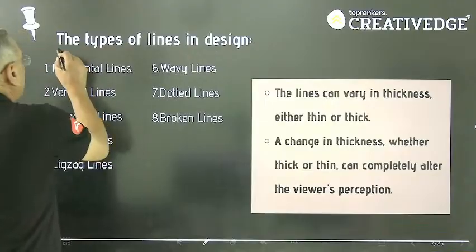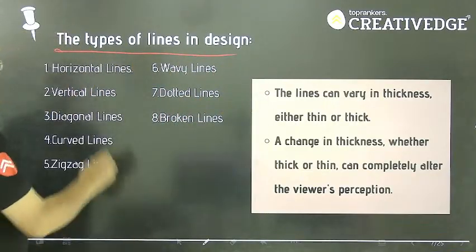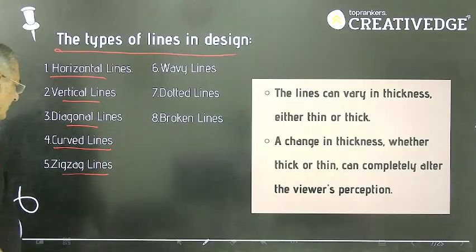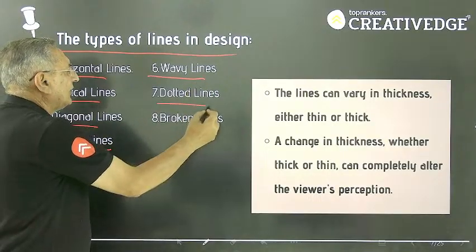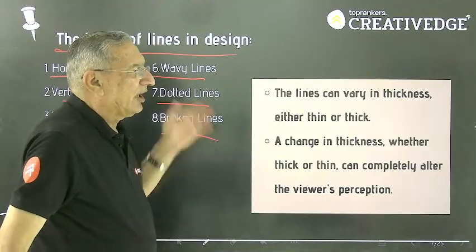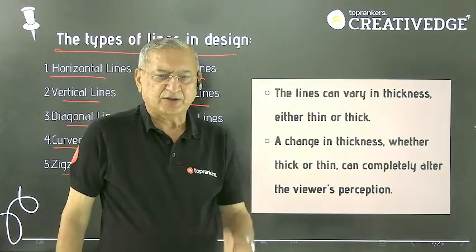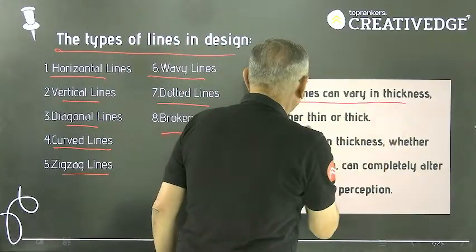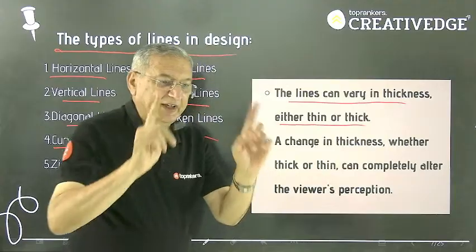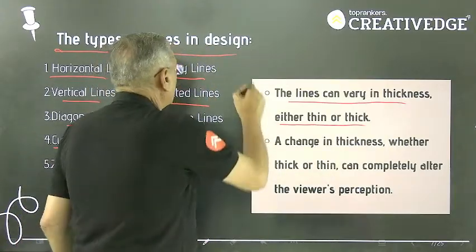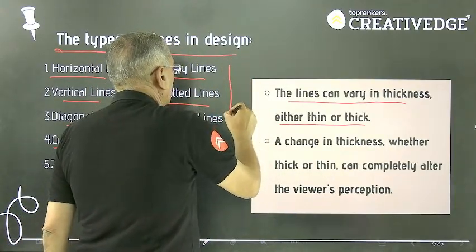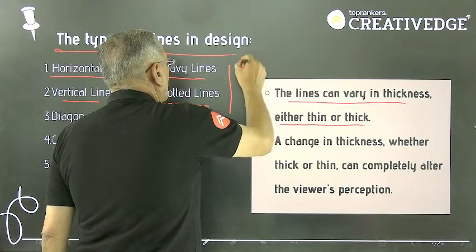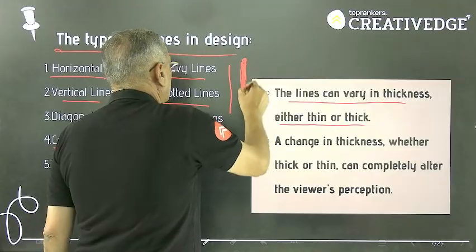The types of lines: horizontal line, vertical lines, diagonal lines, curved lines, zigzag lines, wavy lines, dotted lines, broken lines, all have different emotions to depict. Not only that, the lines can vary in thickness, either thin or thick, which will mean a lot of difference. See a thin line like this, and maybe a thick vertical line like this.